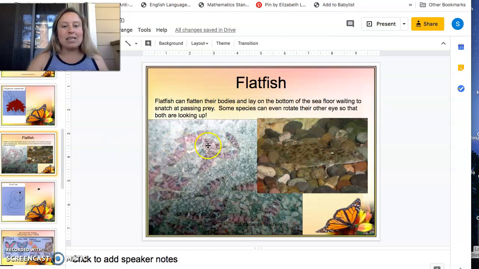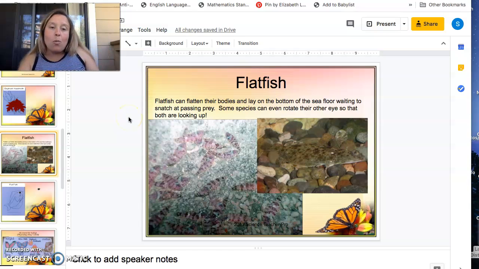Our next animal is the flatfish. Can you find them inside that picture? Flatfish can flatten their bodies and lay on the bottom of the sea floor, waiting to snatch at passing prey. Some species can even rotate their other eye so that both are looking up.